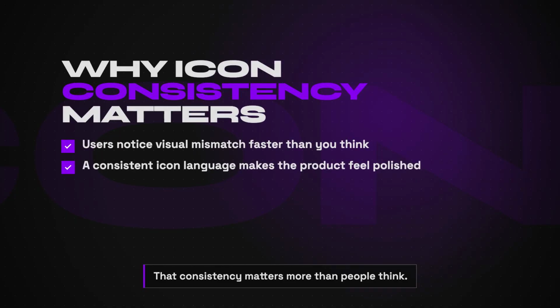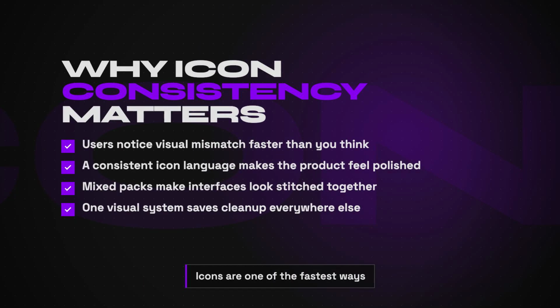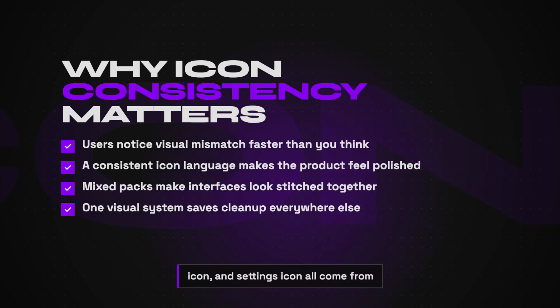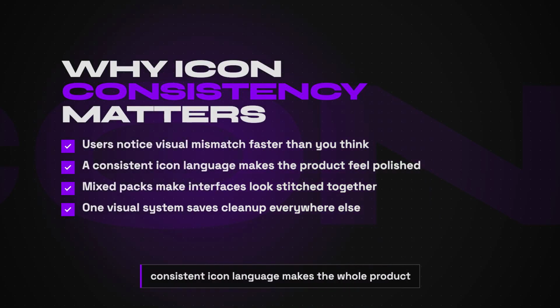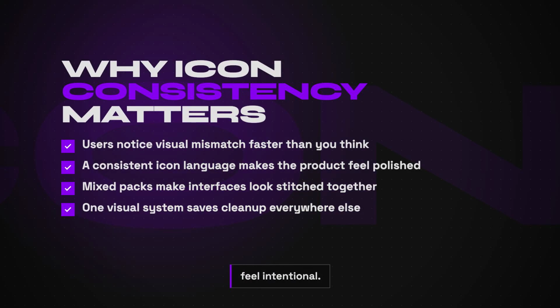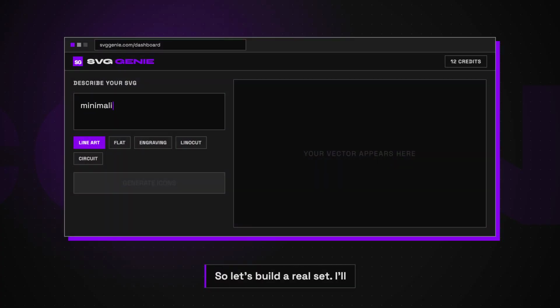That consistency matters more than people think. Icons are one of the fastest ways users judge whether a product feels polished. If your search icon, billing icon, analytics icon, and settings icon all come from different libraries, the interface feels cheap. A consistent icon language makes the whole product feel intentional. So let's build a real set.